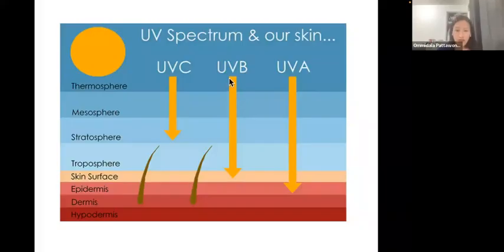However, if you're looking at UVB and UVA, these two are able to reach the Earth's surface and interact with our skin. UVA has a longer wavelength than UVB, so UVA is able to penetrate our skin deeper than UVB. But because UVB has higher energy than UVA, it is going to cause more damage than UVA.